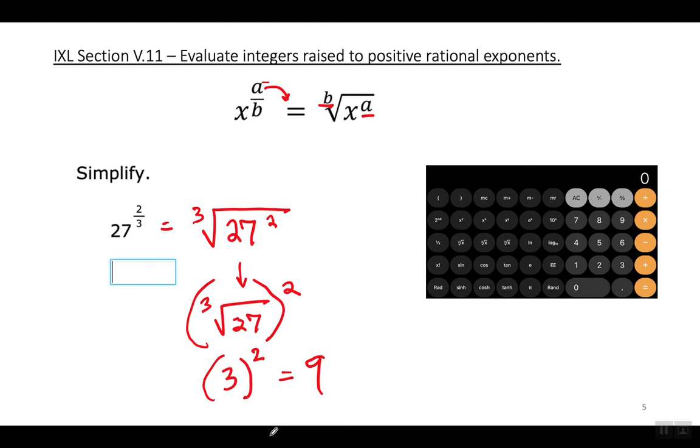All right. What else? If you do it this way, you would have to do 27 to the second power, which equals a really big number, and then get the cube root of that really big number, which is fine. You could do that, but it's easier this way. You need to know both ways because you're going to have questions about that.